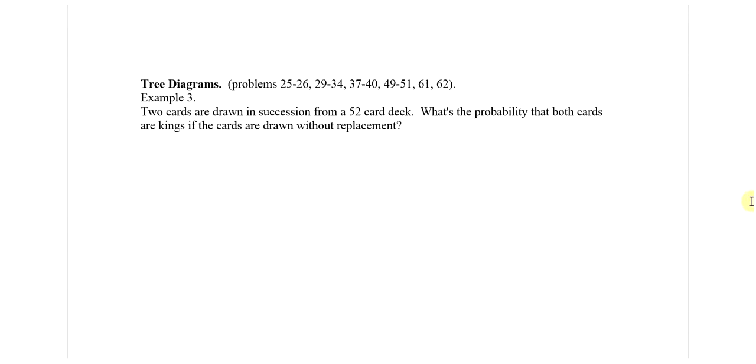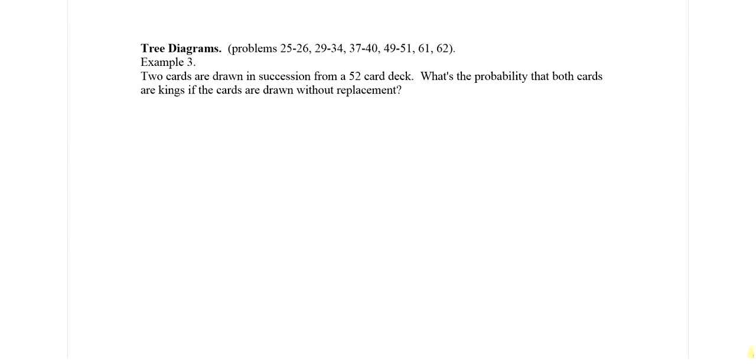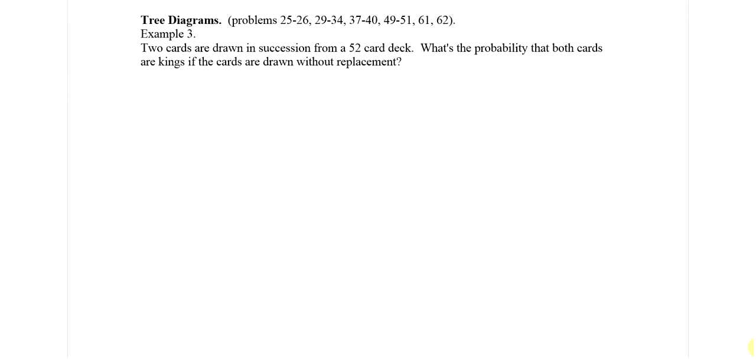Okay, some tree diagram problems. So, 2 cards in succession are drawn from a 52-card deck. What's the probability that both cards are kings if the cards are drawn without replacement? So in a tree diagram, you start at the beginning. What's your first choice? We're drawing 2 cards, and it's either a king or it's not a king. What's the probability of drawing a king? 4 out of 52. What's the probability of not drawing a king? Well, 48 out of 52.